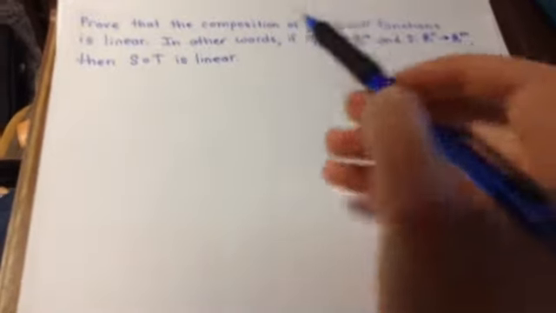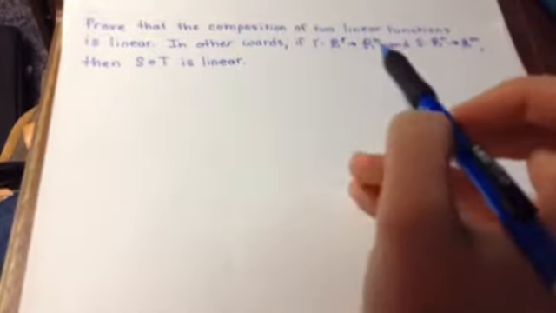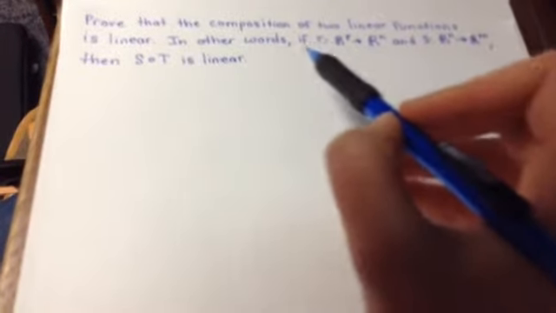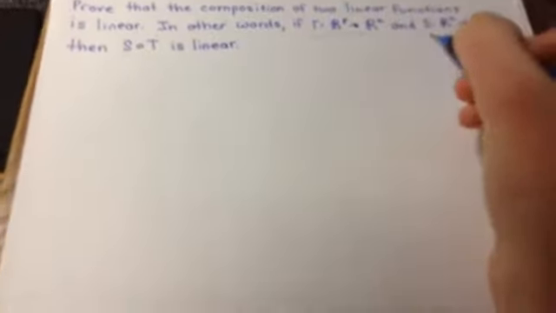So the problem states, prove that the composition of two linear functions is linear. In other words, we have this transformation T, which is linear, and we have this transformation S, which is linear, and we want to prove that the composition of the two is also linear.